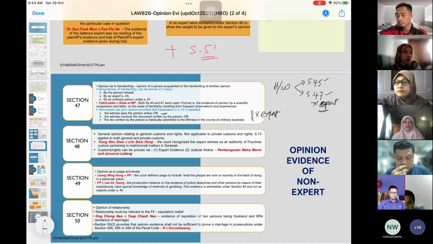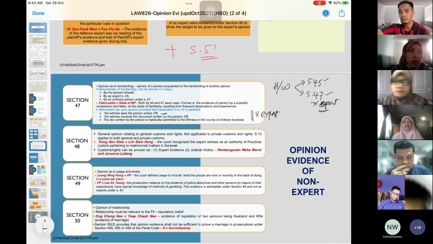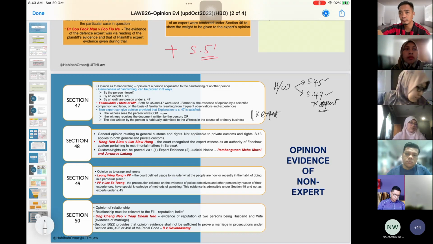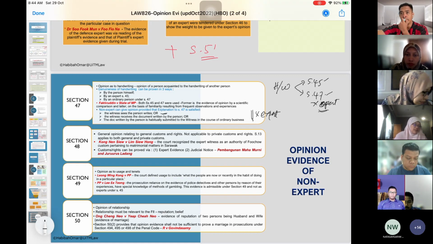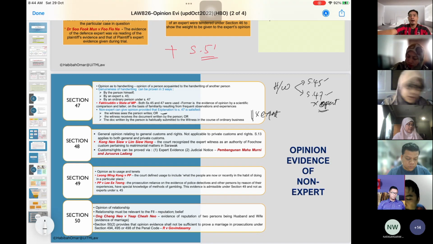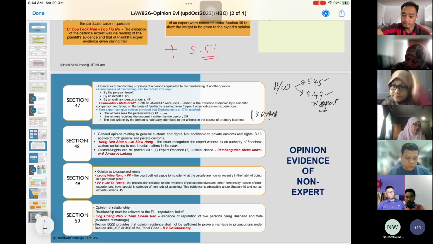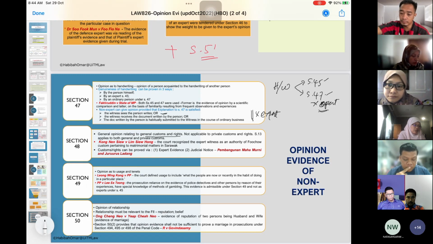So if you have forgery case ataupun if you have will, ya, will punya case, katakanlah ada orang claim that will itu, wasiat tu bukan ditulis olehnya, then you are talking about the genuineness of the handwriting. Okay, this will be the way for you to reflect, ya. Okay, now section 48. Section 48 is actually relating to general opinion, relating to general custom and right. So you're talking about general customs and right here. Okay, so it's not applicable to private customs and right.